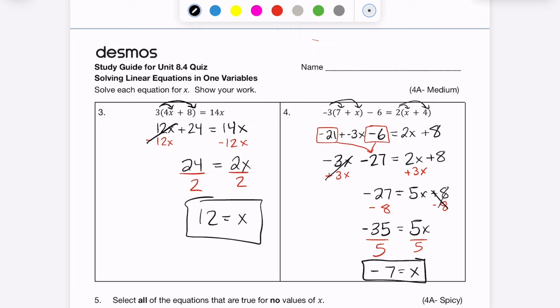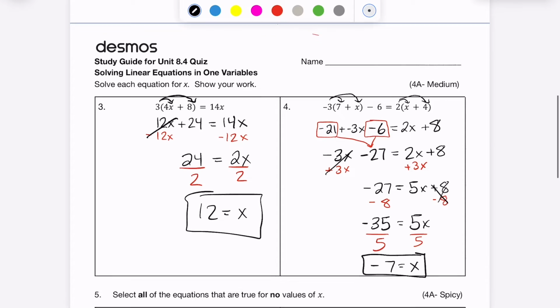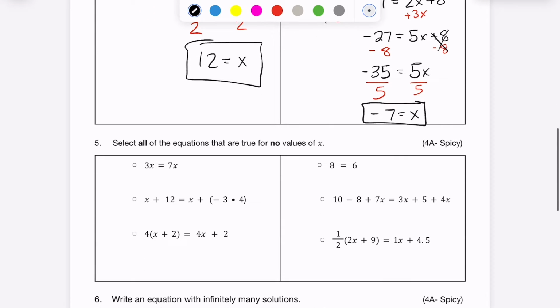So, it takes more time, but the process is the same. Get rid of the parentheses. We can combine like terms to simplify it a little bit, and then undo what's there. Try to use inverse operations to get rid of things so that we isolate x and figure out what it is.